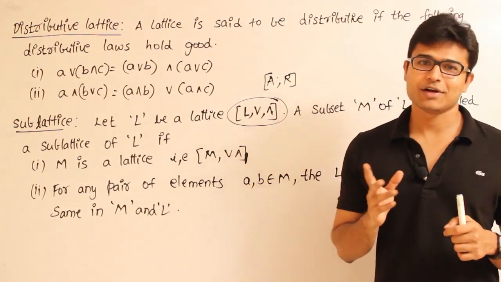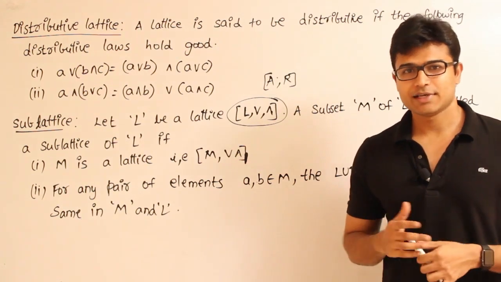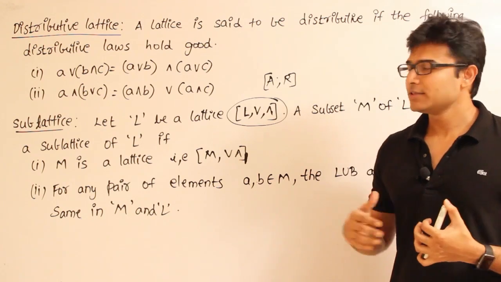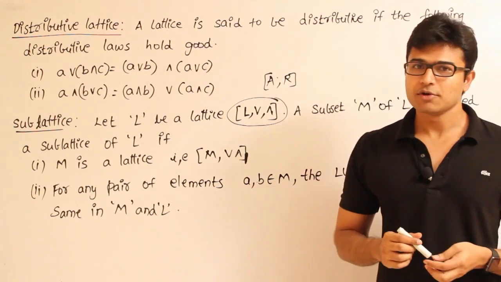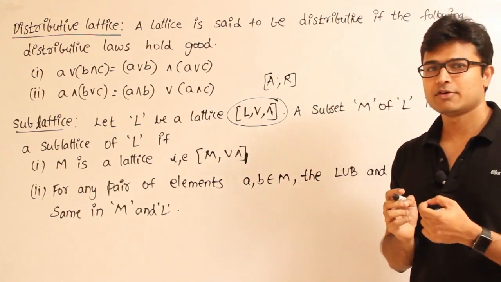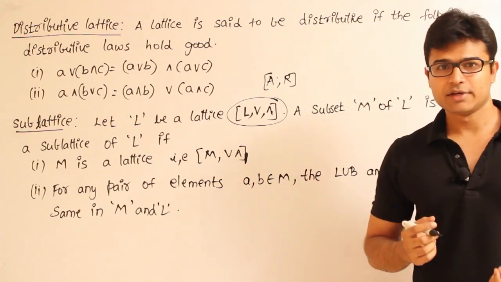I am not sure whether you understood this or not. With examples I'll try to explain this, and then we shall go back to distributive lattice. So don't get confused here. These concepts are a bit tricky, but once you understand, they will be very easy.